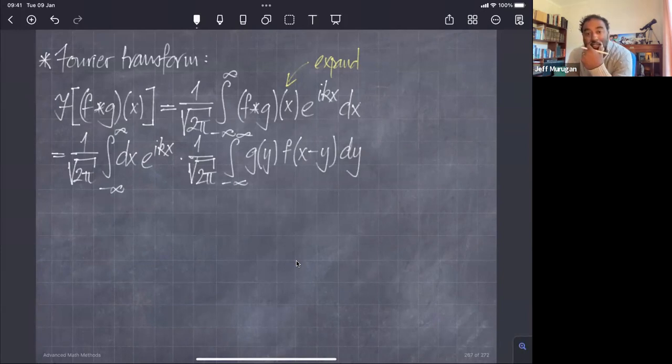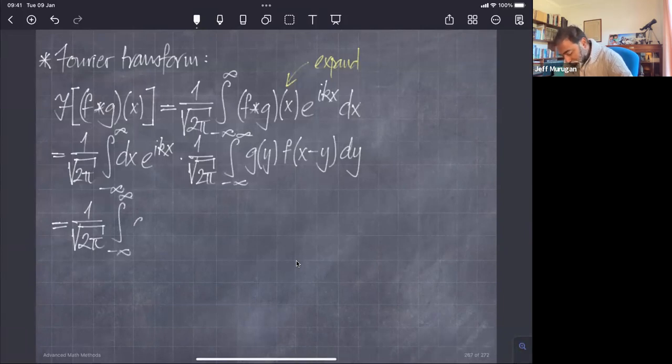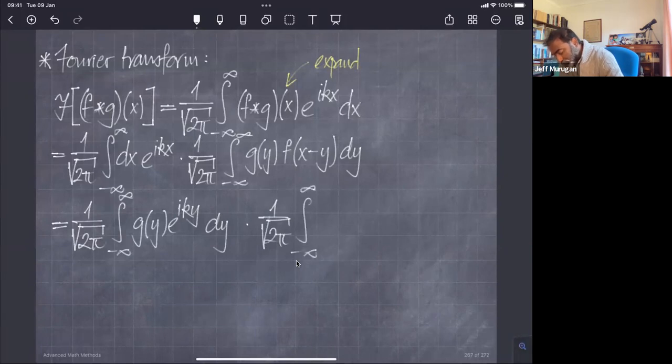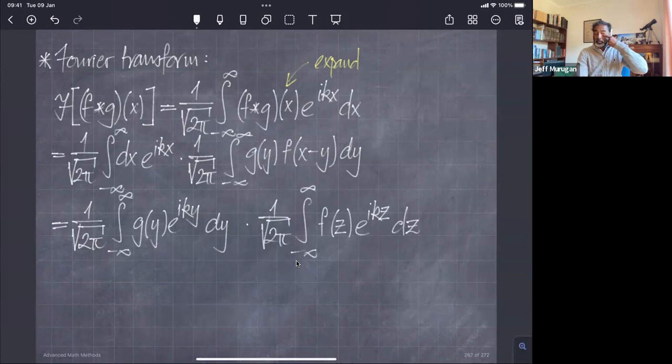Okay, so it's clear here that I can split my integral up in the following way. If I define a new variable z to be x minus y, then my integral splits up as 1 over root 2 pi integral from minus infinity to infinity of g of y e to the i k y dy, times 1 over the square root of 2 pi integral from minus infinity to infinity of, let's say, f of z e to the i k z dz. Z here is not a complex variable, it's just x minus y, and I multiply and divide by an exponential factor to give me a factor of x minus y for the kernel.